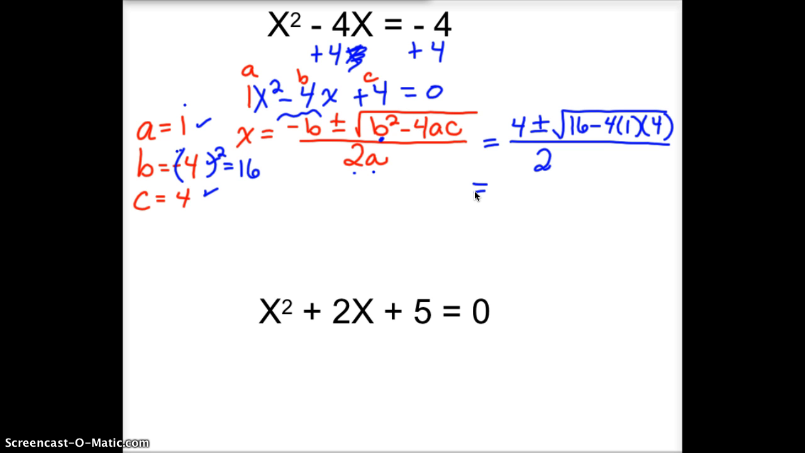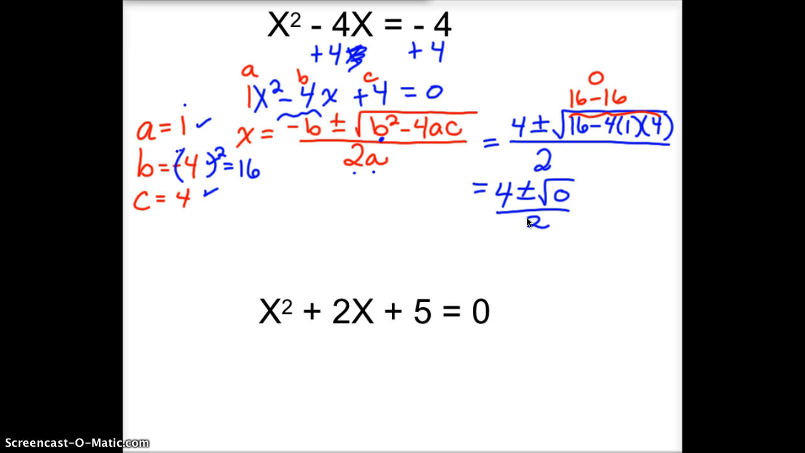Now what I do next in the quadratic formula is I go under the root, and I like to clean that up under there. Under that root, I've got 16 minus 4 times 1 times 4, which is another 16, which means under that root, I've got a 0. And I'm going to rewrite it. It's really 4 plus or minus the square root of 0 over 2.